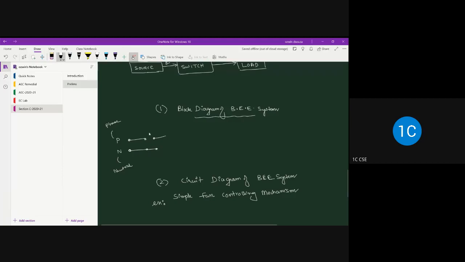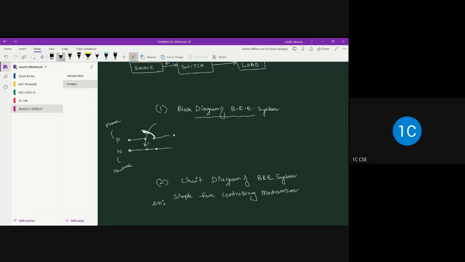A simple switch. This is your switch. You can perform on and off operation. If you put it down, the circuit gets closed. If you push it up, the circuit gets open.